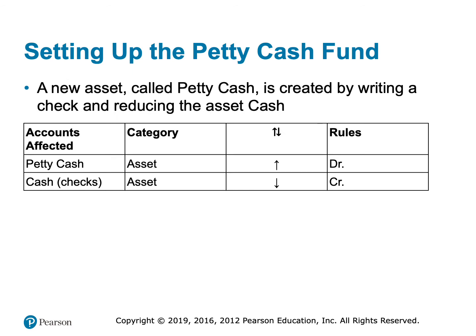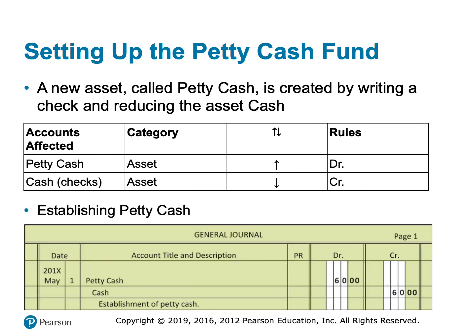So when we create a petty cash fund, petty cash is an asset account. Typically we'll move cash out of our checking account, out of our cash account, into petty cash. So to create the account, we will do a journal entry to debit petty cash and credit cash. So here we see our account. We're going to debit petty cash and credit cash for $60. So we went to the bank, we withdrew $60, and then our journal entry was to put that in our petty cash envelope.